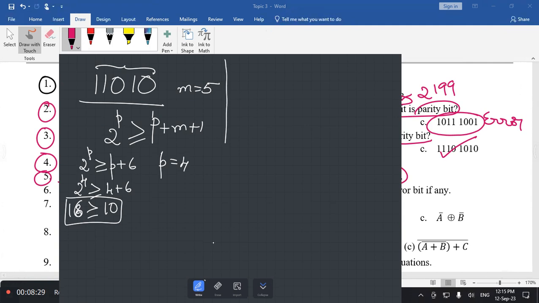Now, so totally, what is the total length of the Hamming code now? 5 plus 4, it is 9. So just write here 1, 2, 3, 4, 5, 6, 7, 8, 9. Okay? Fine. Now tell me where and all you will have this parity.